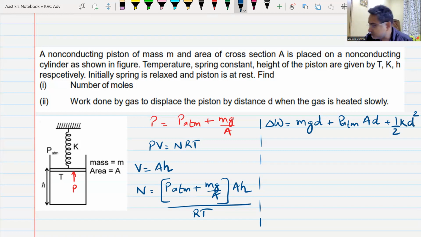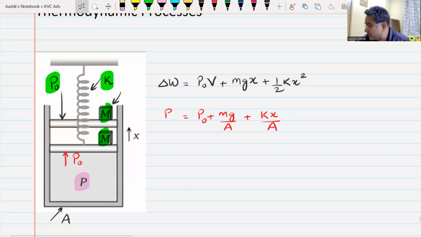Sir, volume will be A into d plus H, no, sir. Take a deep breath. P into dV. Change in volume, beta. In the question that I gave you, did I give you original volume plus x? No, na? Do you understand this? Yes, sir.